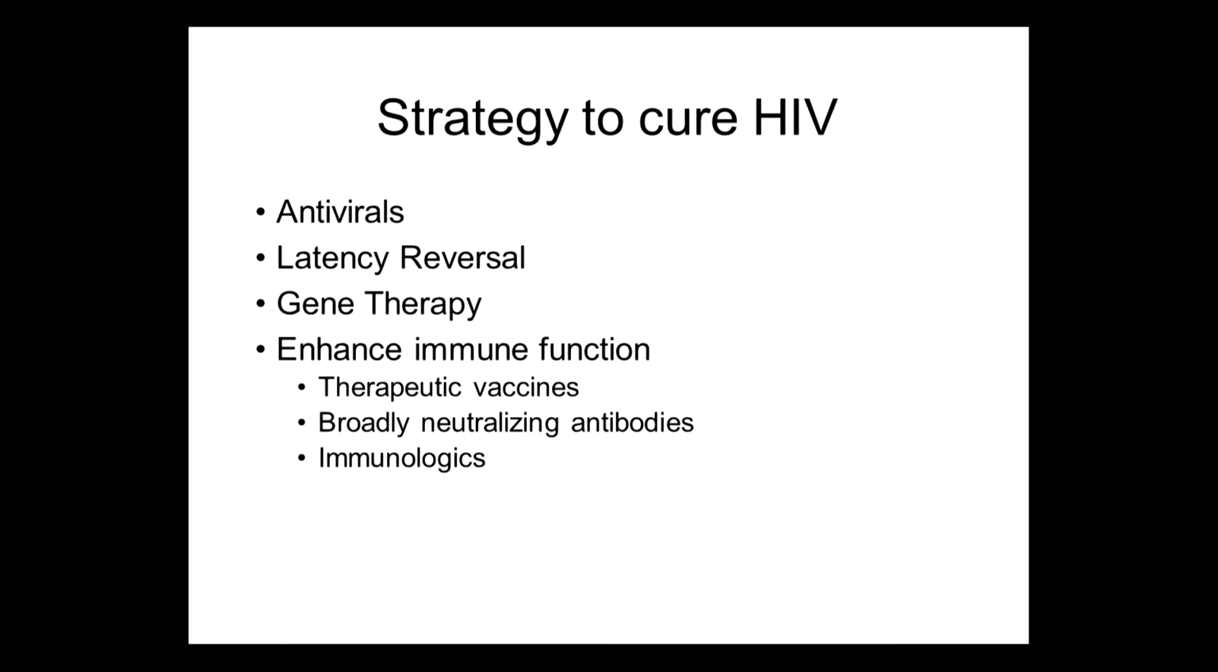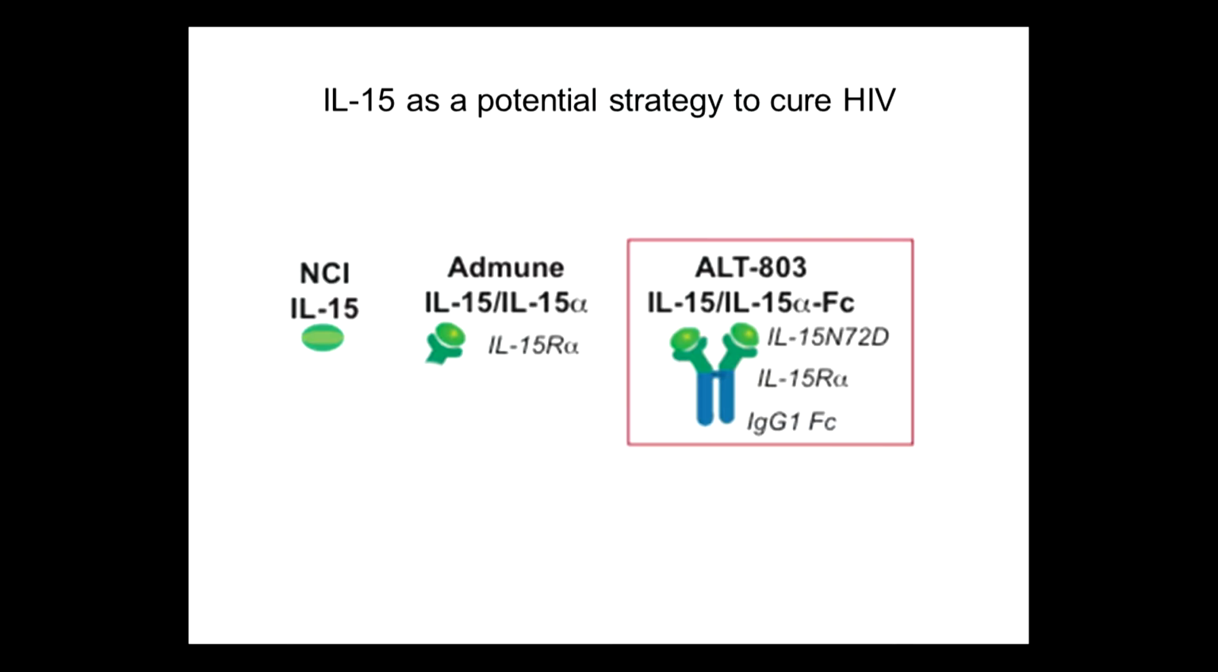They don't seem to be getting us there. Latency reversal agents, gene therapy. We can try to enhance immune function with therapeutic vaccines, which I think David just talked about. Broadly neutralizing antibodies and immunologics. And here I'm talking about antibodies to various things that might activate the reservoir from latency or improve killing by NK or CD8s. So what we're doing is we're looking at the role of IL-15 as a curative agent.